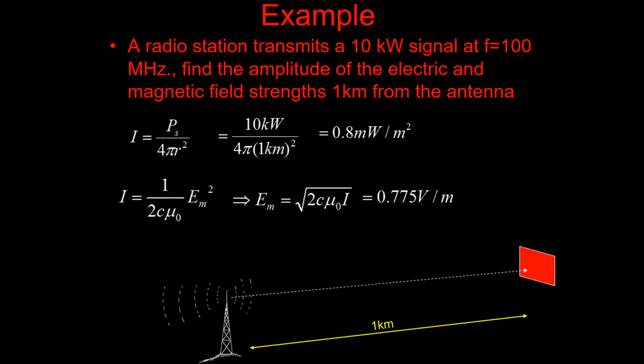Doing a similar thing, but this time using our magnetic expression, we can say that B is E over c, where c is the speed of light. This gives us B equals 2.58 times 10 to the minus 9 Tesla. Check the units here. Your electric component comes out as an electric field in volts per meter, and your magnetic field, of course, in our SI unit of Tesla.